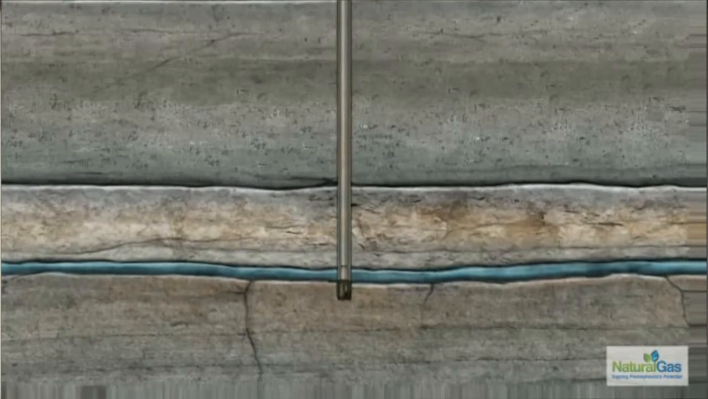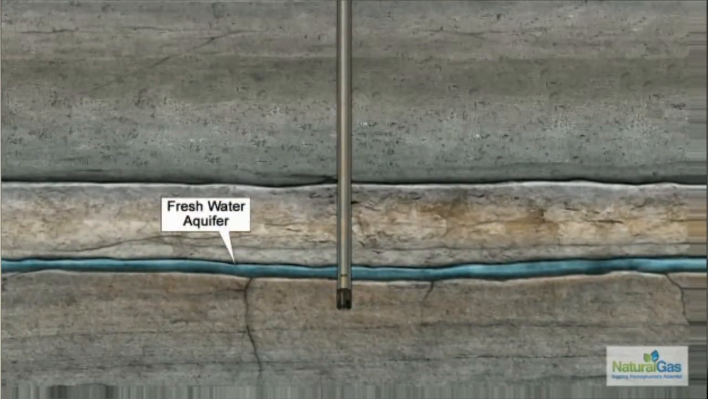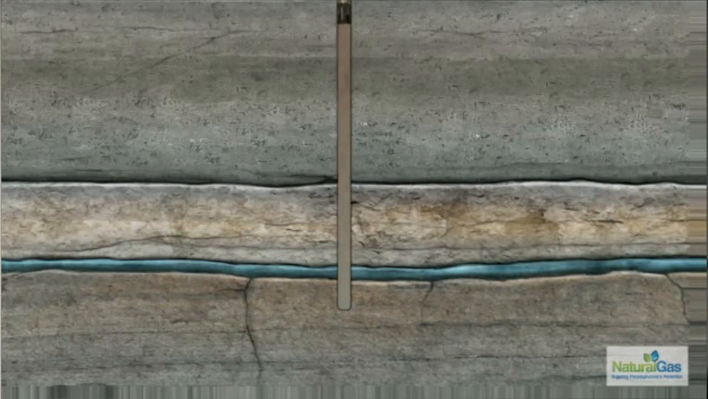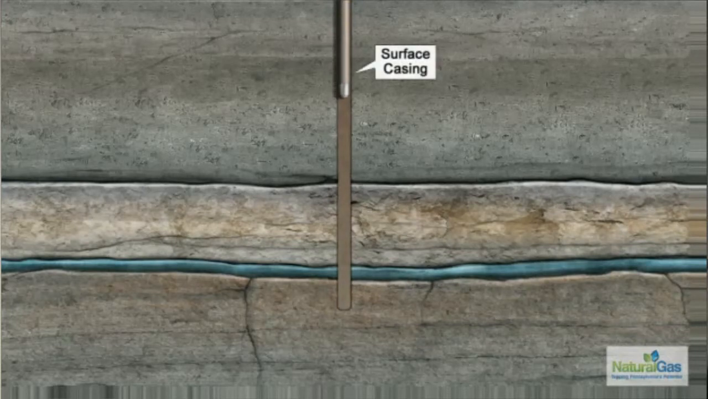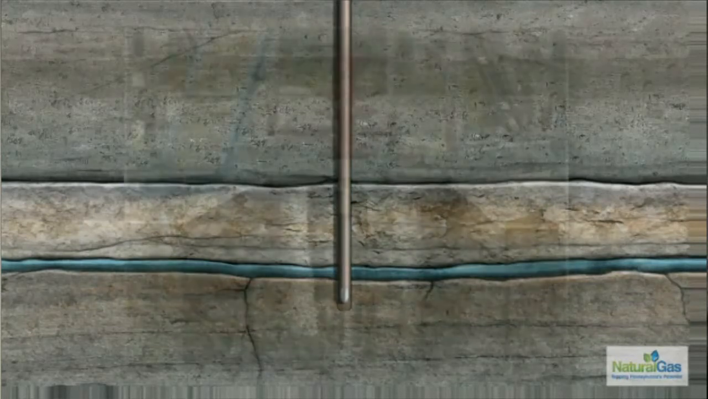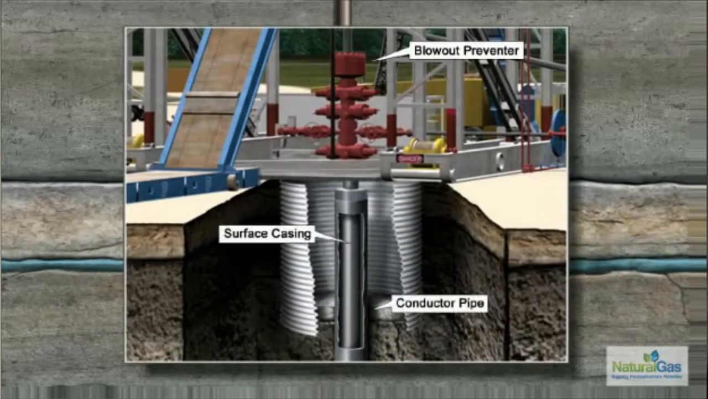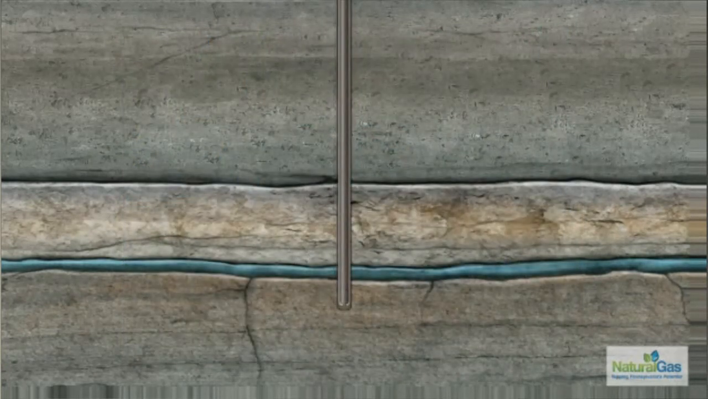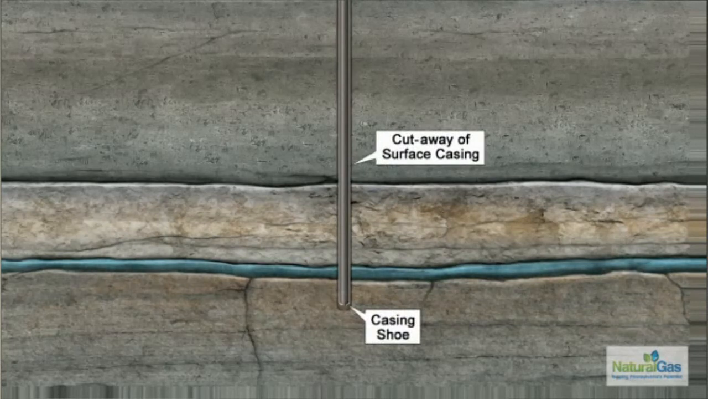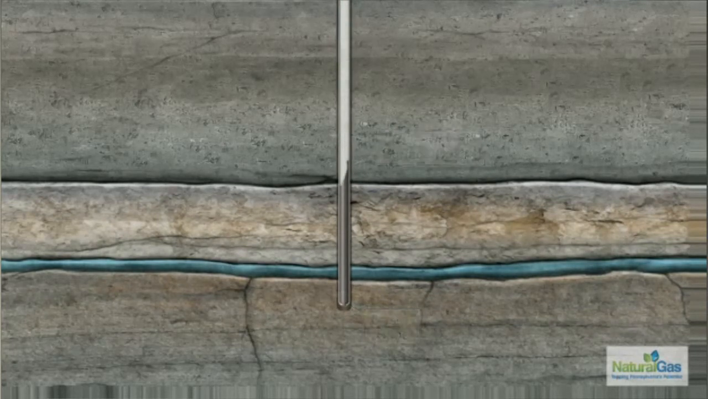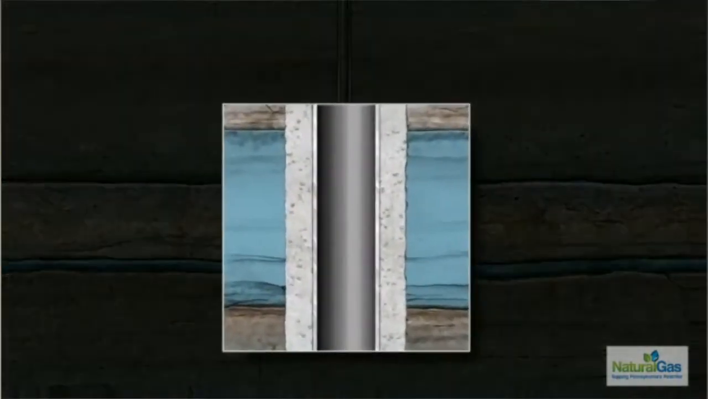Similar to a vertical well, the hole is drilled to just under the deepest fresh water near the surface. The drill pipe and bit are then removed. Surface casing is inserted into the drilled hole to isolate the fresh water zone and also serves as a foundation for the blowout preventer, a safety device that connects the rig to the wellbore. Then, cement is pumped down the casing and out through the opening of the shoe at the bottom of the casing. It is then forced up between the casing and the hole, sealing off the wellbore from the fresh water.